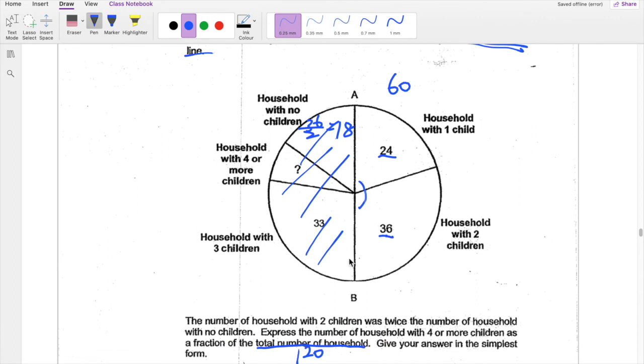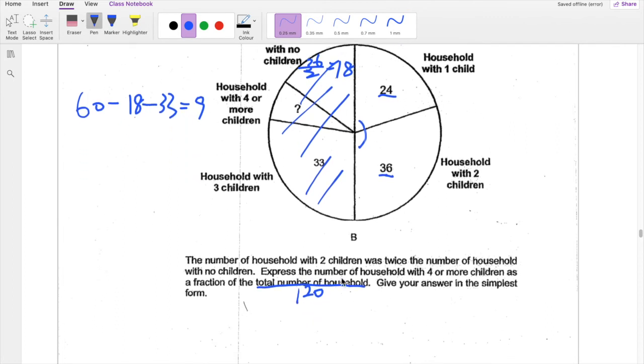Then how about the households with 4 or more, this part? Well, this side is 60 minus 18 minus 33 for 3 children. So this gives 9. Then we want to express it as a fraction, so it's 9 over the total, which is 120. We simplify it by dividing by 3, which gives us 3 over 40.